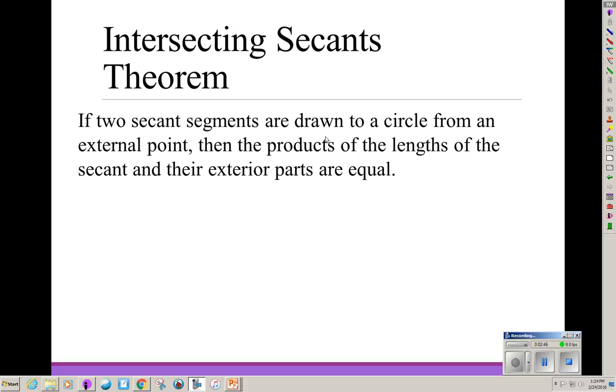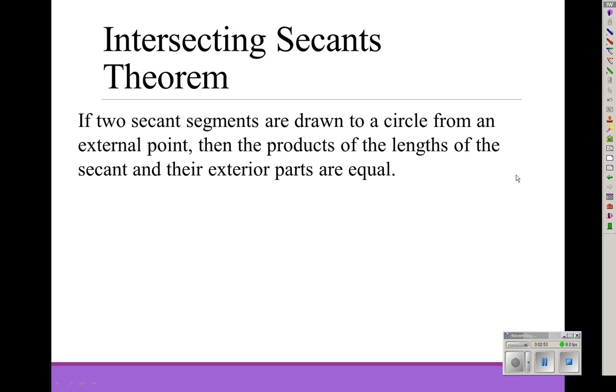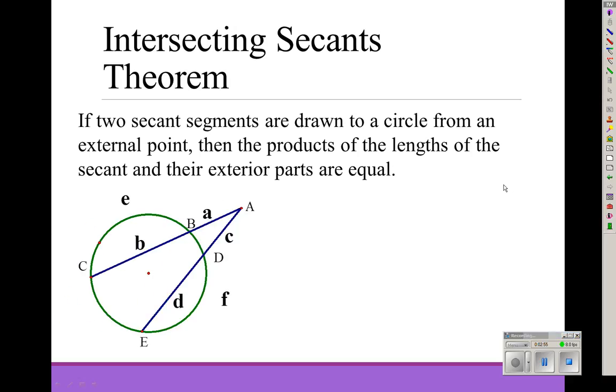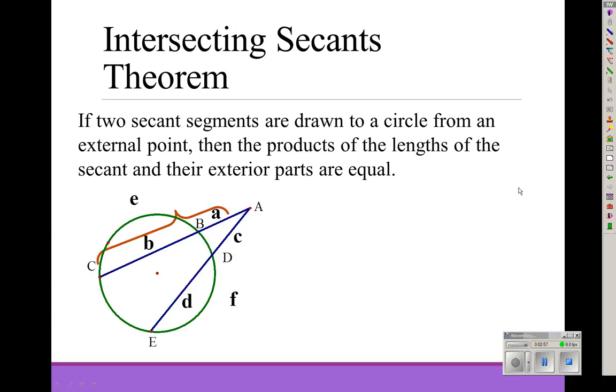So if two secant segments are drawn to a circle from an external point, then the products of the lengths of the secant and their exterior parts are equal. And that's what we just went through. Outside times the whole thing equals outside times the whole thing. Here, A is outside, E is the whole thing, C is outside, F is the whole thing. So A times E equals C times F.